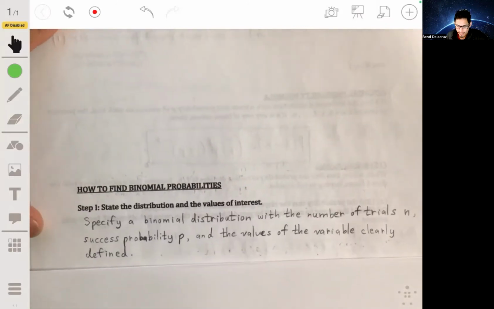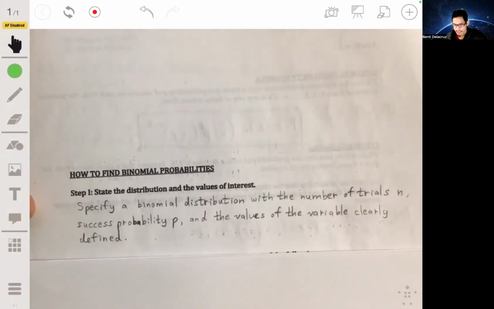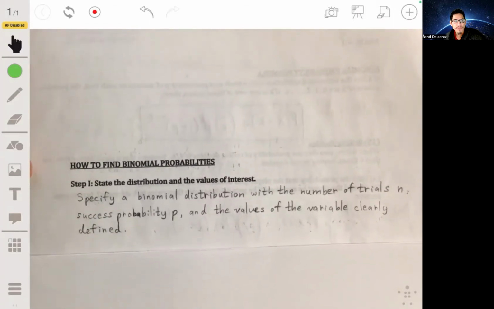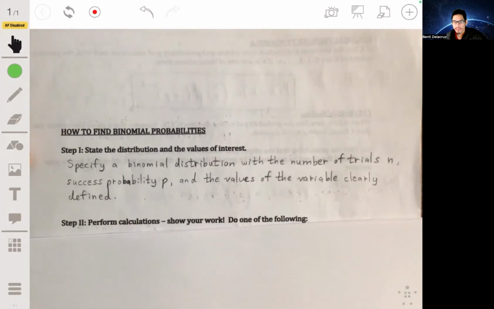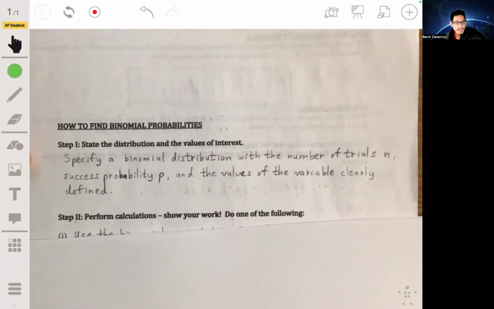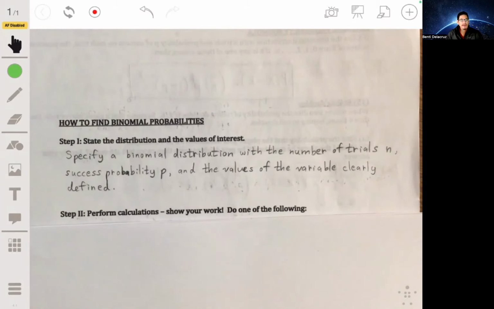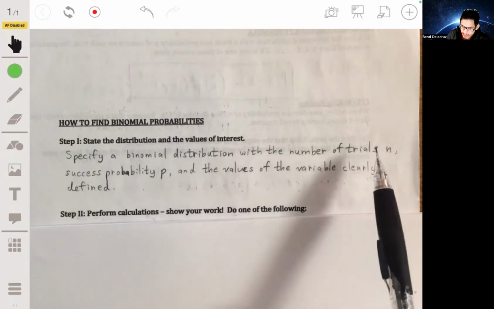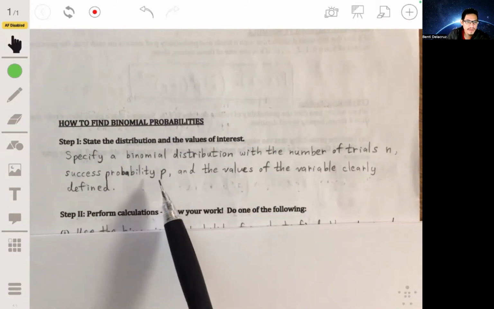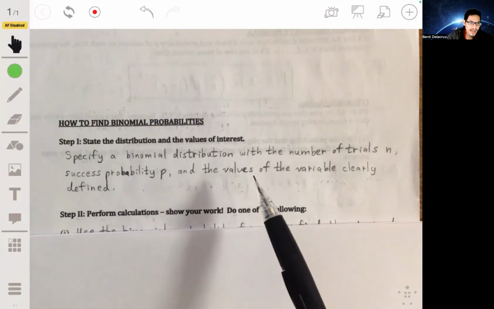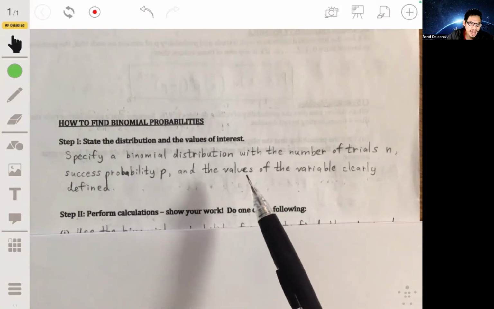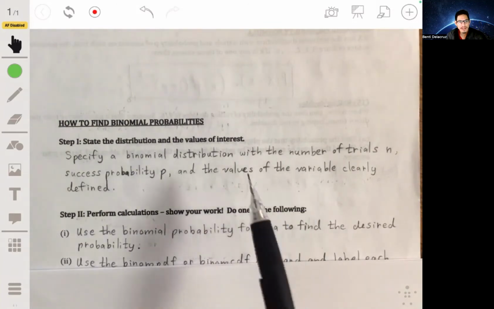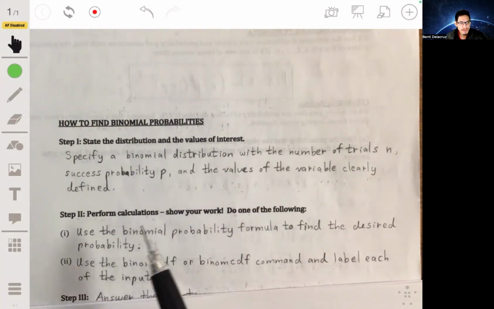So in general, I recommend this process and these guidelines for when you're solving these full length problems. Start off by making sure that you specify the distribution that you're dealing with. So specify the binomial distribution with the number of trials n, the probability p, and what you're trying to find, n equals 5 or n equals 10 or your k value. Make that clear. Then the rest is really to do the calculations.